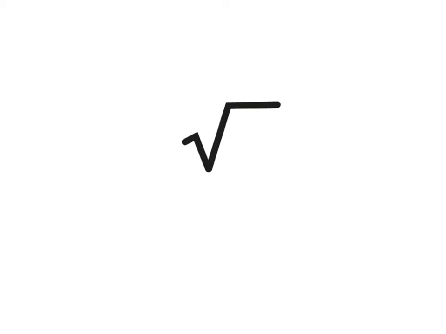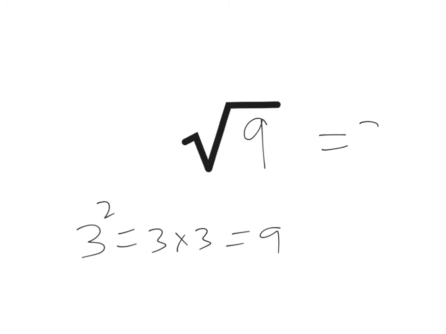So when we see something like 3 squared, we know that means 3 times 3 equals 9. So when you see 9 in the square root, this is the opposite. So the square root of 9 equals 3. So it's what number can we times by itself to get this answer in here.